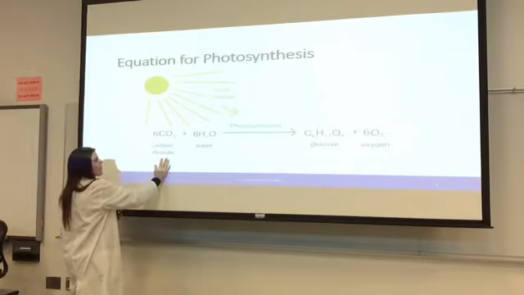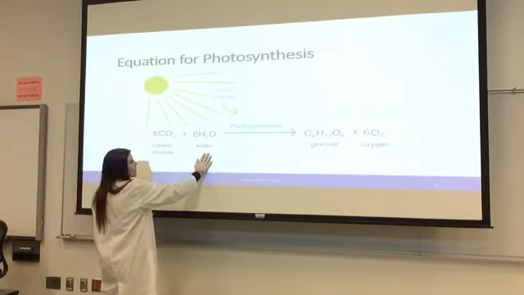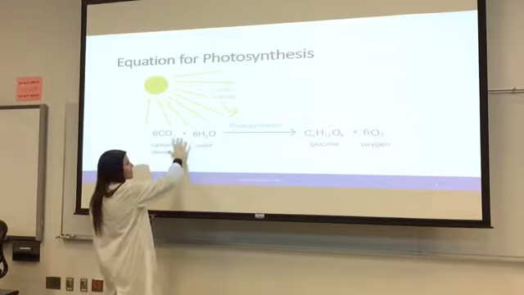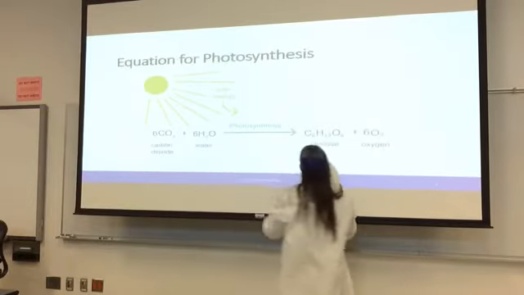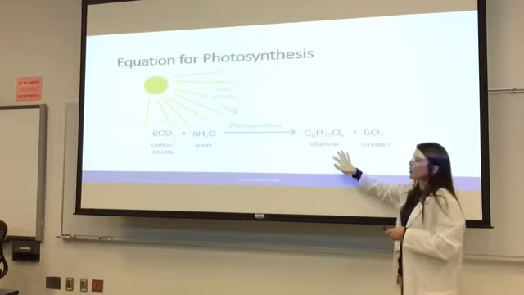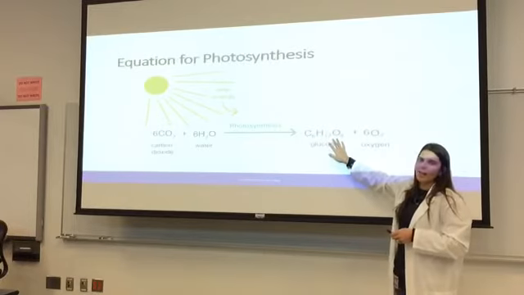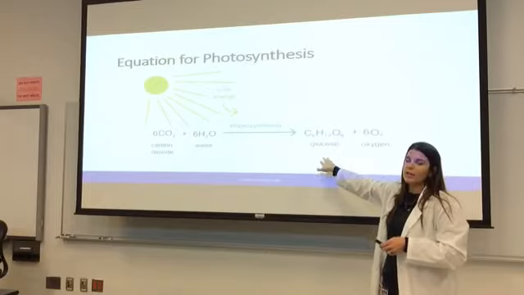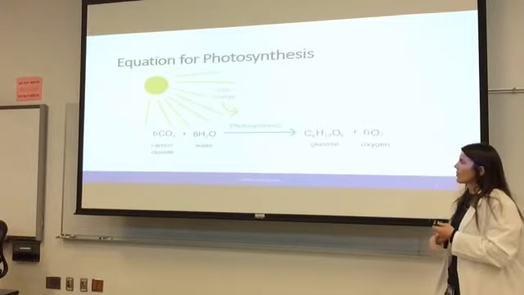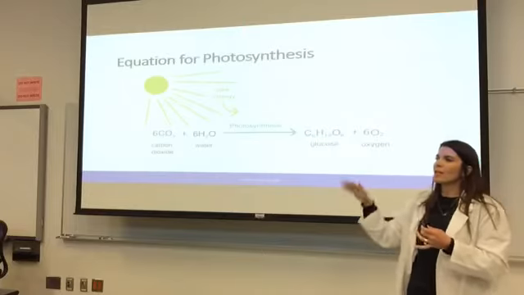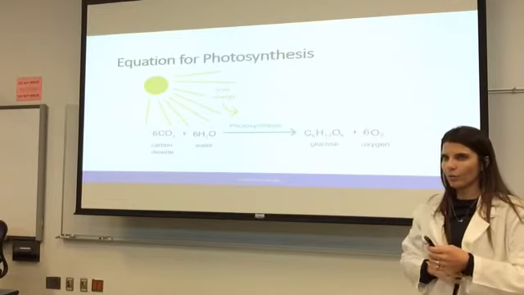So CO2 is my carbon dioxide, water is H2O. Those are my reactants. Those are going in. The process of photosynthesis is conducted, and my products are C6H12O6, which we know as glucose, and O2, which is oxygen. Which of these is an organic molecule?